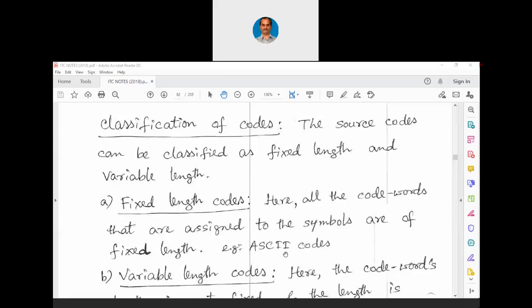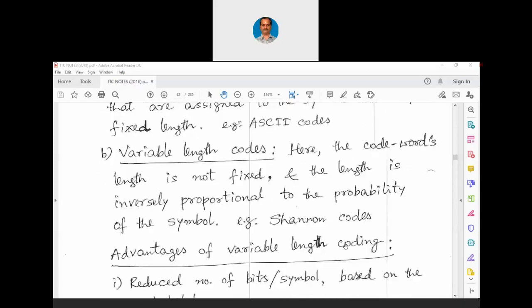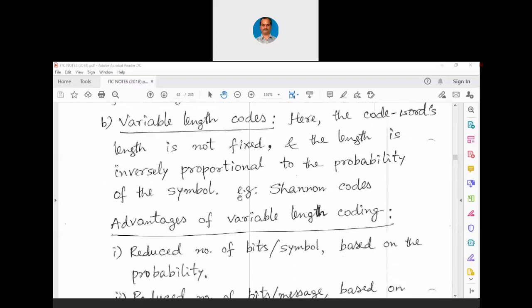There are additional types of codes called EBCDIC and other such codes which are used only for machine-to-machine communication, and many of them are fixed length codes. But when we use electronic communication channels, here we use variable length codes. Here the code word's length is not fixed and the length is inversely proportional to the probability of the symbol. For example, the Shannon codes which we have discussed now do not have the same length for each sequence. Now these are variable length codes.